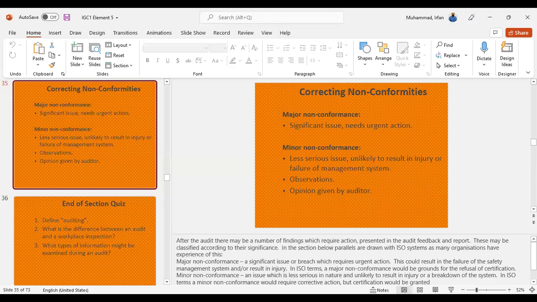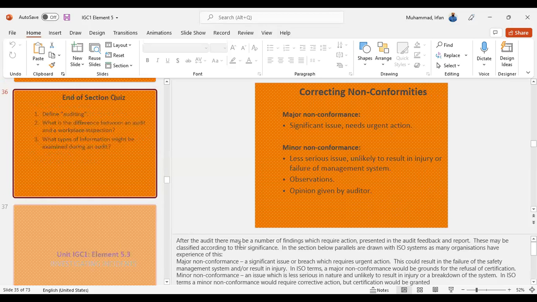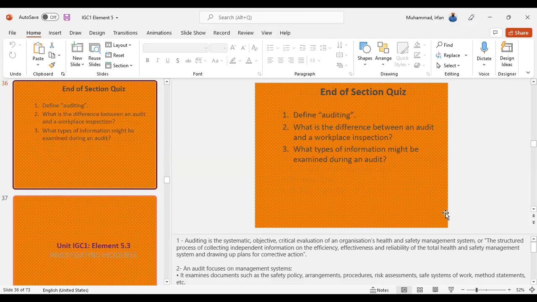So here we have the end of section quiz. Define audit. You have to give the definition of audit. What is the difference between audit and workplace inspection? It's very simple. What types of information can be examined during the audit? We already discussed that. Okay, guys, any questions so far?